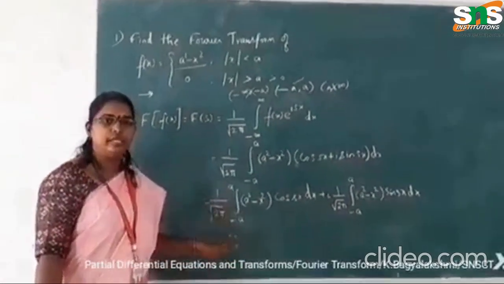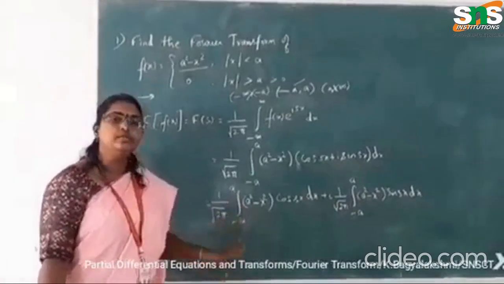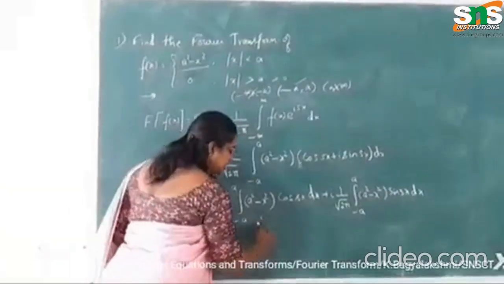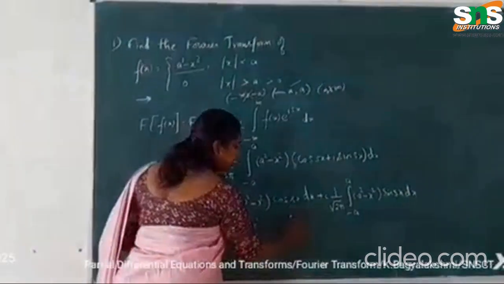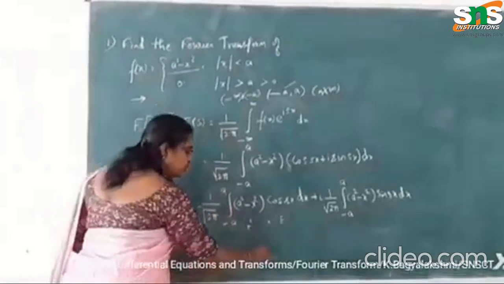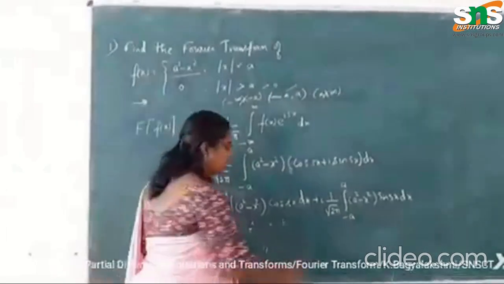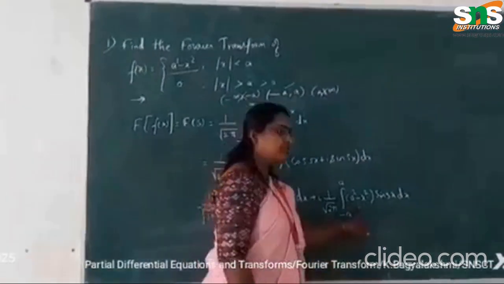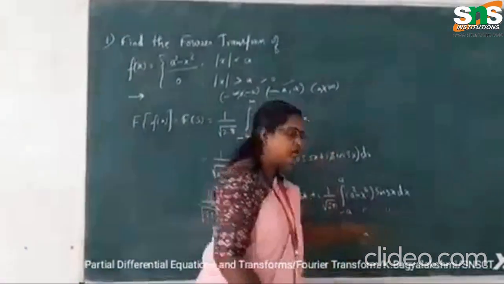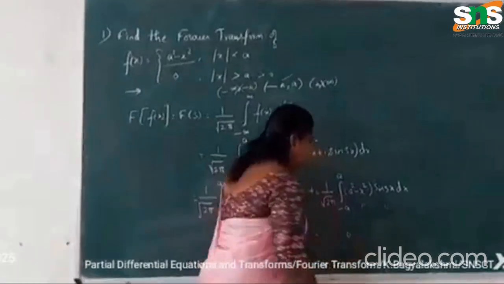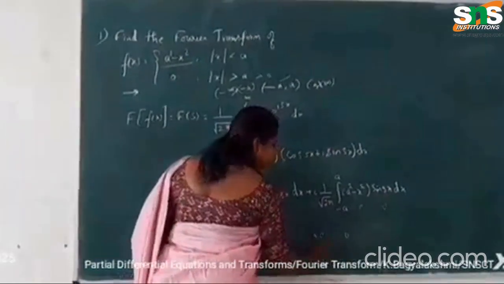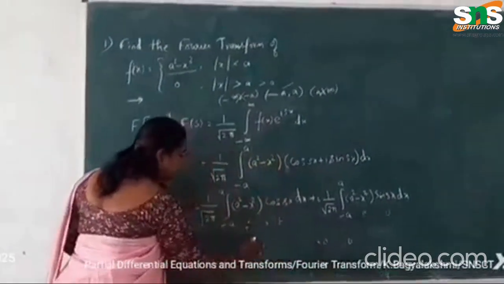After this, the given limit is minus a to a. Here we want to check whether the given function is odd or even. The first function a² − x² is even and cos sx is even, so even into even gives an even function. In the second, a² − x² is even and sin sx is odd, so even into odd gives an odd function. The integration of an odd function is 0, so the second value becomes 0. You get the answer only in the first term.